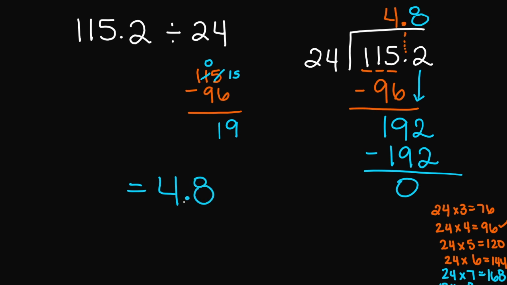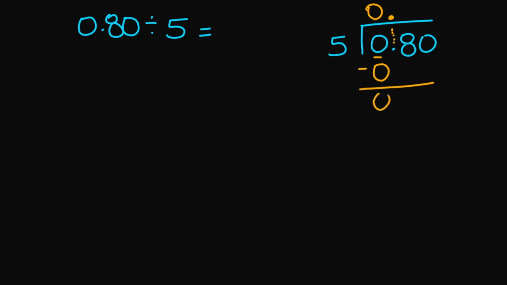All right, let's try one more example. So we have 0.80 divided by 5, 0.80 on the inside, and your 5 is on the outside. Your new decimal point in your answer is going to fall right here between the 0 and the 8. 5 goes into 0 how many times? It goes into 0 times. 5 times 0 is 0. 0 minus 0 is going to equal 0. I'm going to bring down my 8. 5 goes into 8 now how many times?